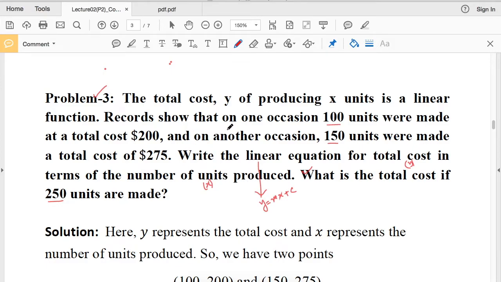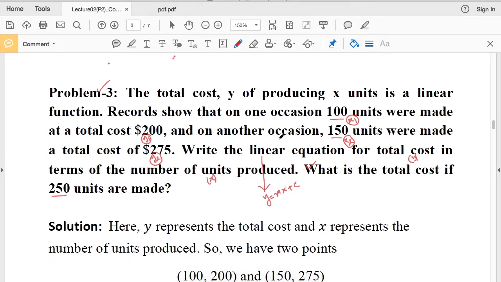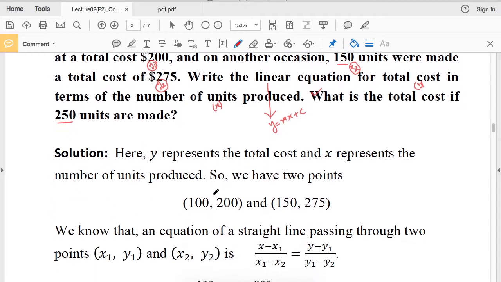So here we are given two occasions. The first occasion is 100 units were made at a total cost of $200. So let us denote 100 units by x1 and total cost by y1. And similarly for the other occasion, let us denote 150 units by x2 and total cost by y2. So we now have 2 points. The first one is 100 and 200, and the second one 150 and 275.